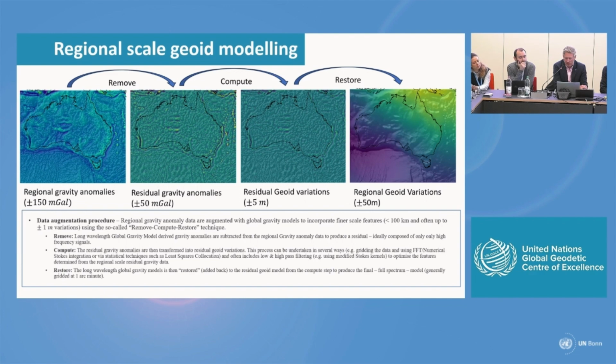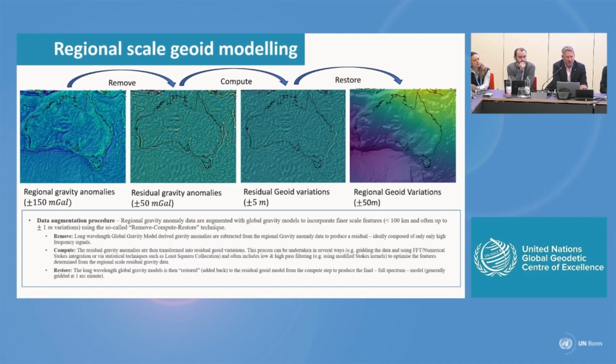What happens then is that for the compute step, you can go through a process like Stokes integration, or you can use least squares collocation, which is what we have recently moved across to. Initially, we used Stokes just because computationally it's simpler.